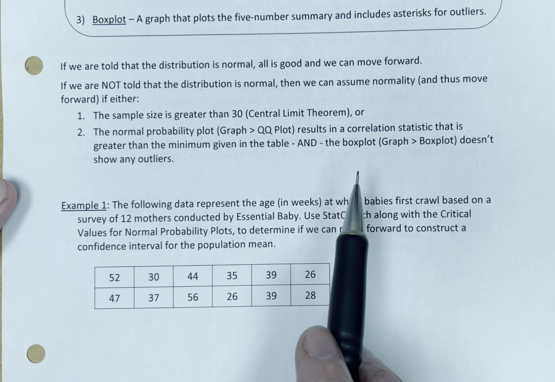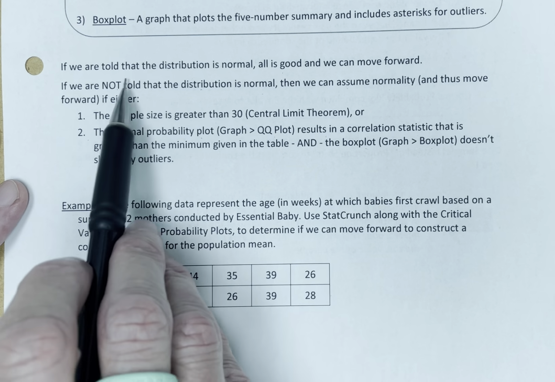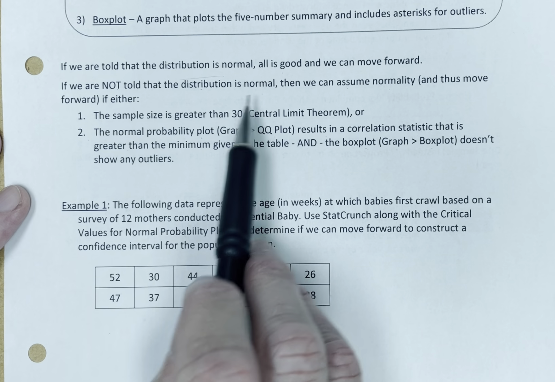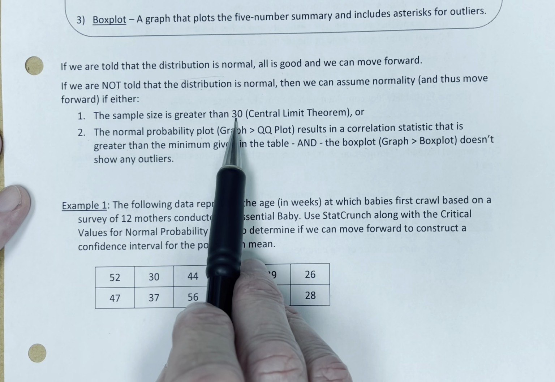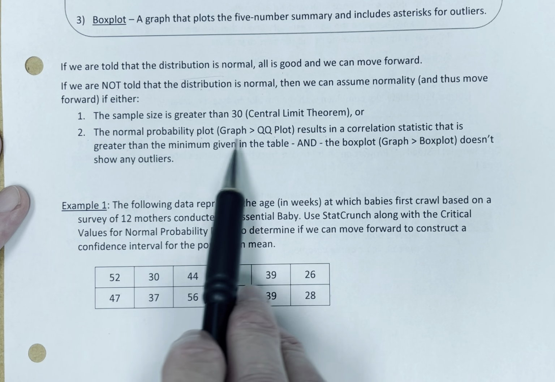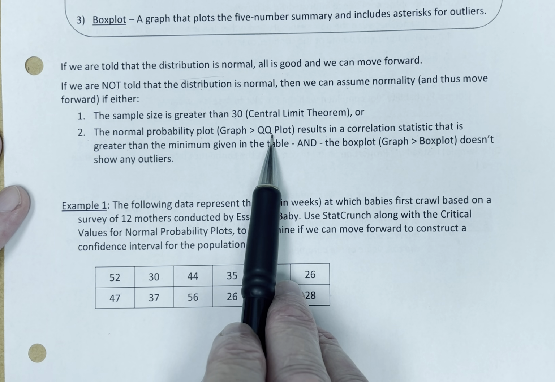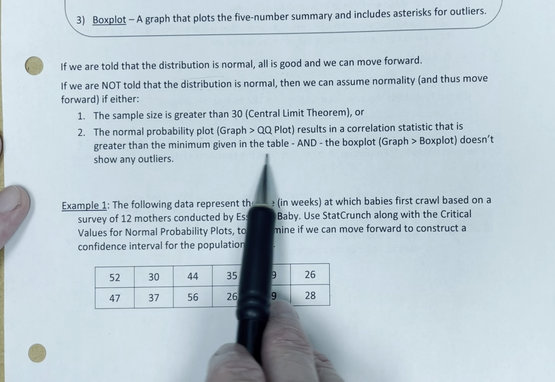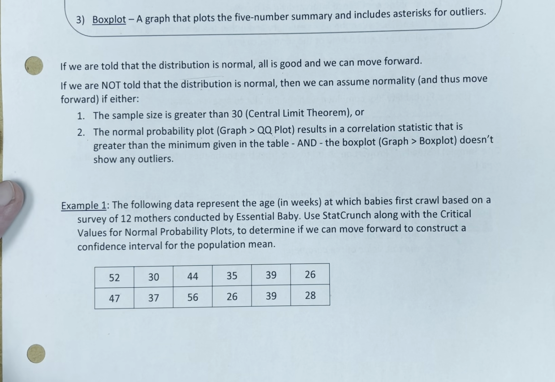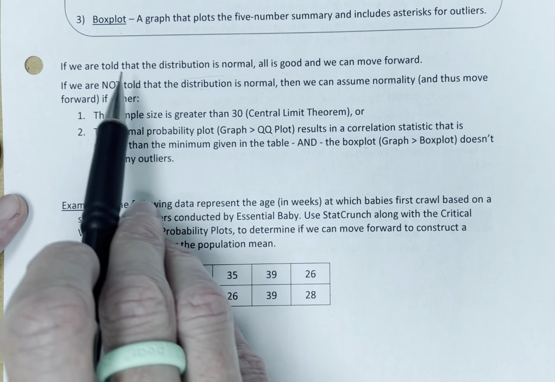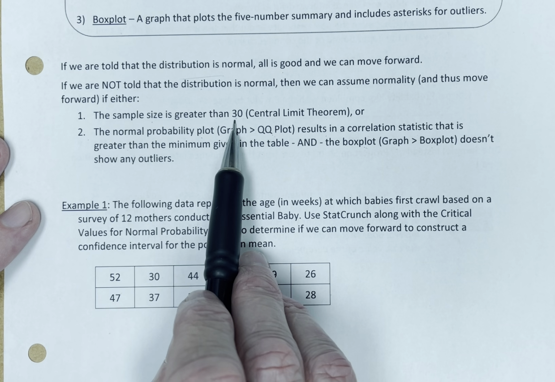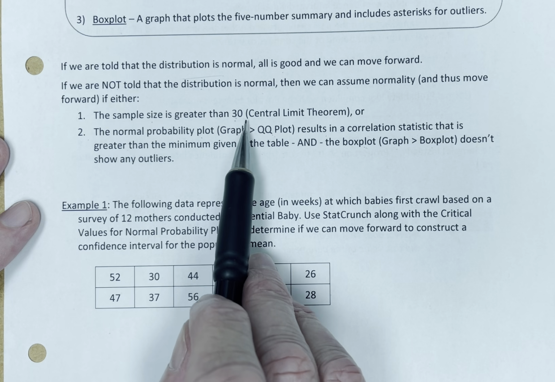So I guess we have three possibilities. We're told it's normal. Cool, we move forward. We're not told it's normal, but our sample size is greater than 30. Cool, we can move forward. We're not told it's normal, but our QQ plot results in a value we can move forward with, and the box plot doesn't have any outliers, we can move forward. Okay? Obviously, being told it's normal is self-explanatory. The sample size being greater than 30, if you're not told it's normal, is self-explanatory.